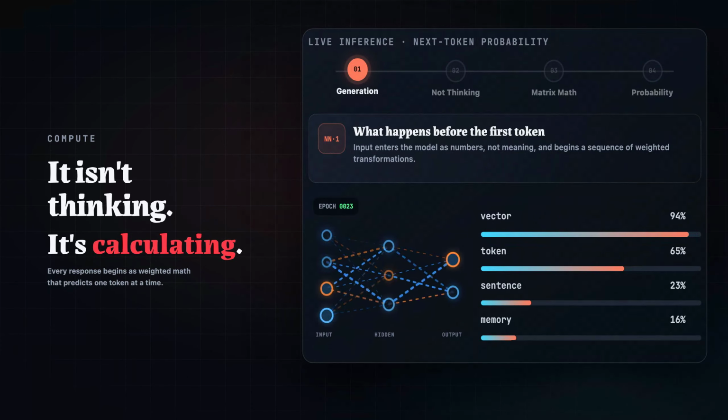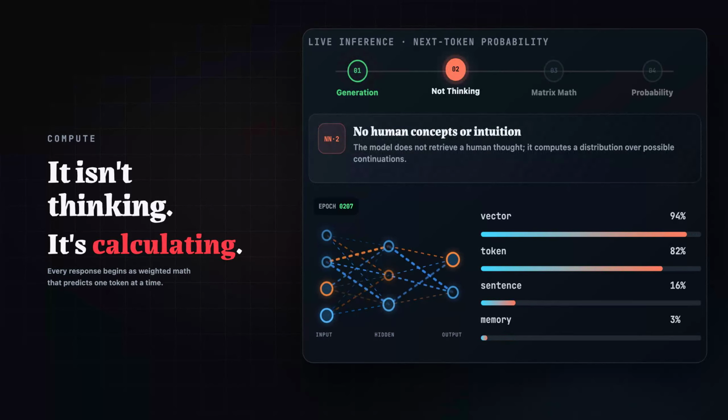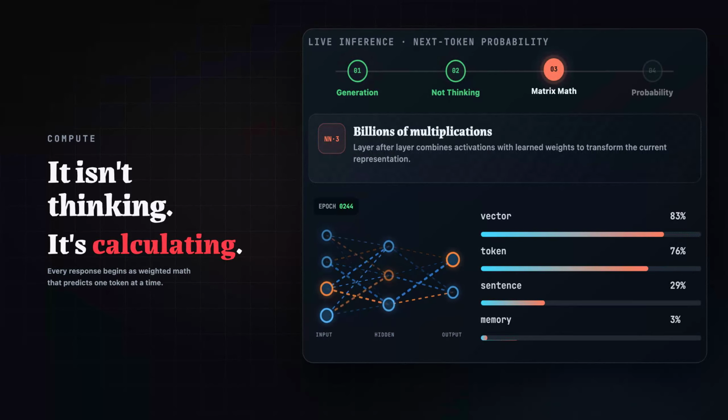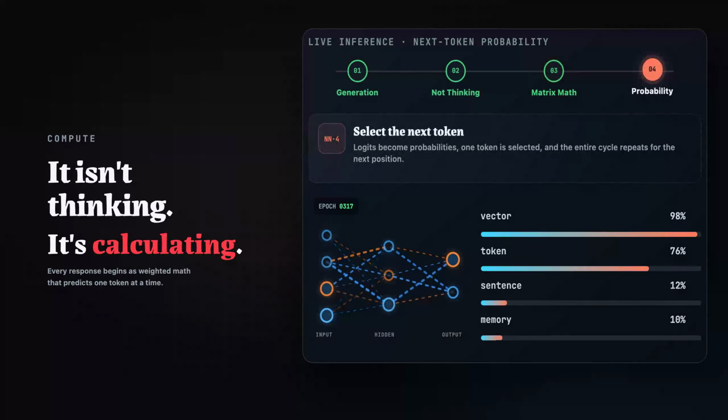Before you write a single prompt or call an API, you need to understand what actually happens when an AI generates text. It isn't thinking. It's executing billions of matrix multiplications to pick the single highest probability token.